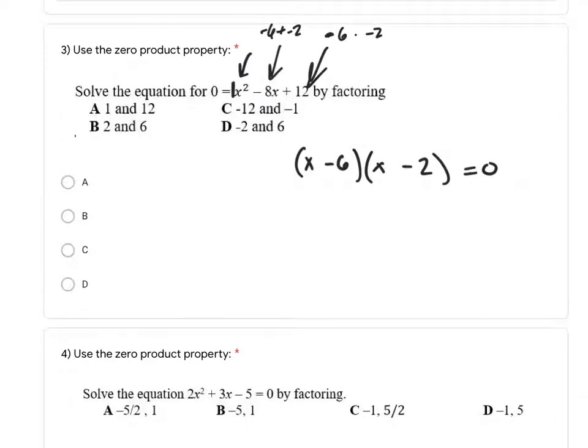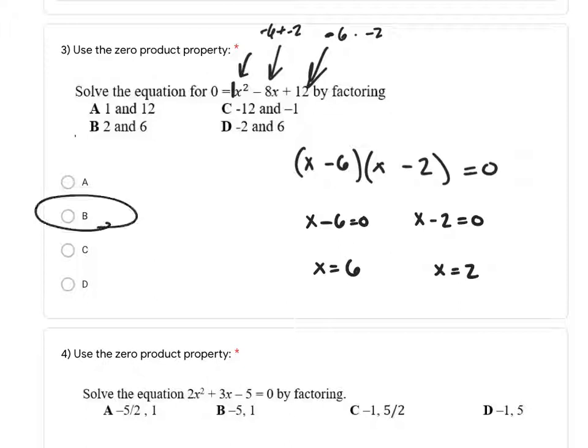So, once we have that, we'll use the zero product property and set both pieces up equal to 0, and then solve. So this answer ends up being B. And once again, you'll see part of the trick answer, for something like D, because you might see that negative 2, and we have a negative 2 there. But remember, you have to use the zero product property before you can start to look at answers.